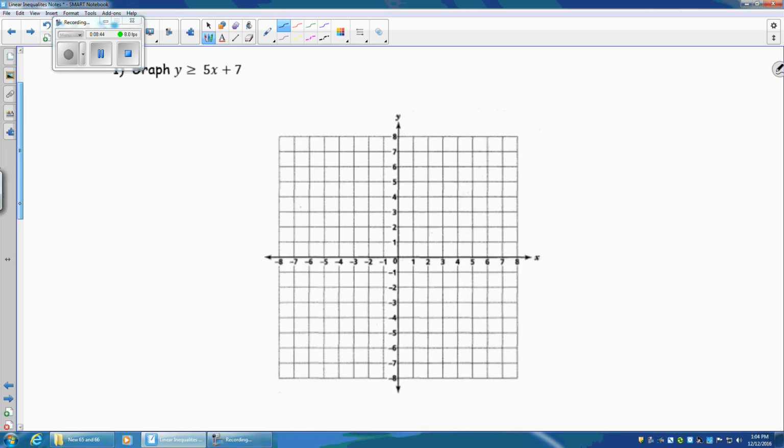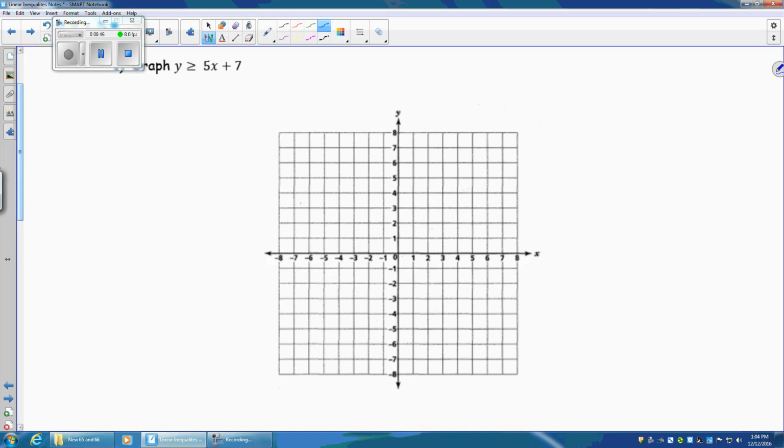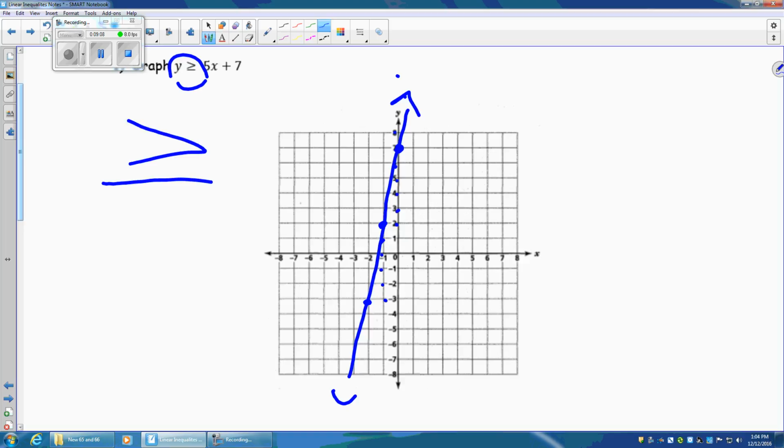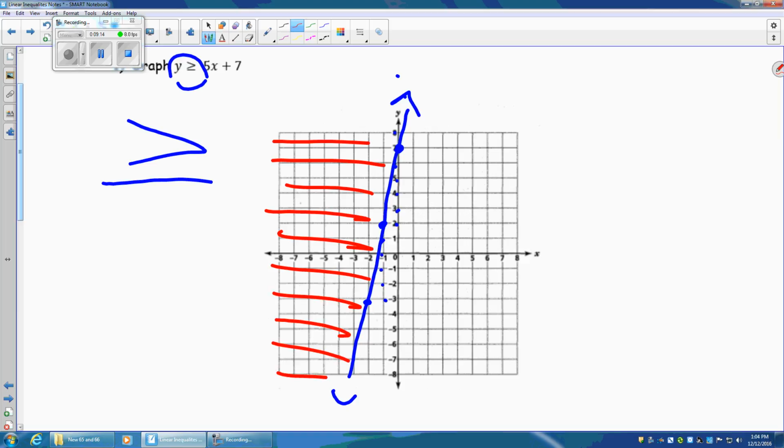All right, hopefully that was enough time. Let's take a look, and let's do this one pretty quick. I'm going to go up on 7. That's my y-intercept, and I'm going to go up 5. Unfortunately, I can't, so I'm going to go down 5. 1, 2, 3, 4, 5, and backwards in time. 1, 2, 3, 4, 5, and backwards. Is my line solid or dotted? Hopefully you said solid. And now it's the whole shading part. This is greater than or equal to, so it's going to be on top of. So it's going to be over here. Okay? That's not that bad.